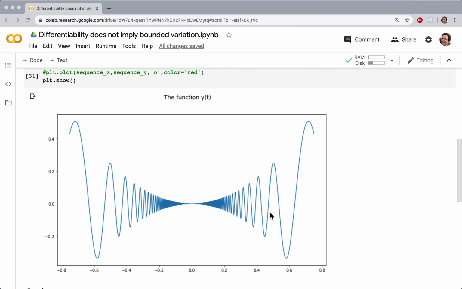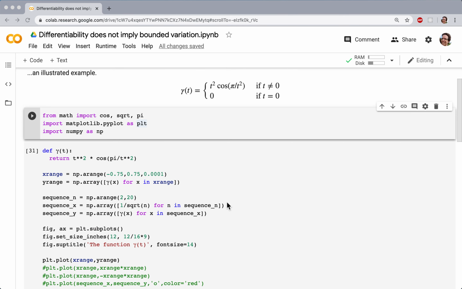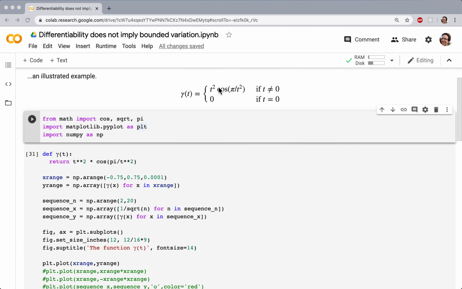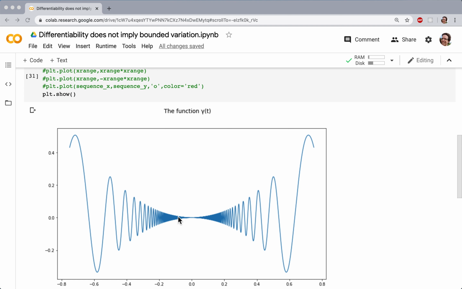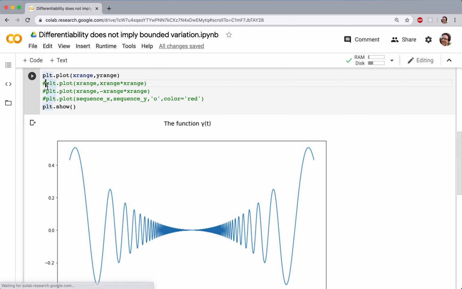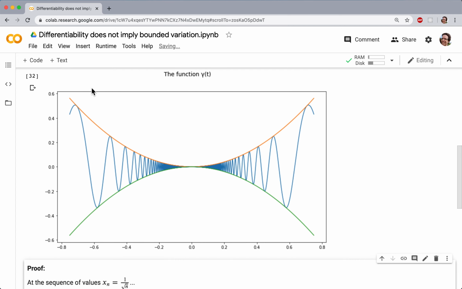What you'll notice here is that the oscillatory behavior of the cosine is basically inverted. Instead of having infinitely many crests and troughs evenly spaced throughout the x-axis, we have infinitely many of these oscillations packed and approaching zero. That's because we have pi divided by t squared inside the cosine. But because we have this t squared out here, this function is actually squeezed between two different parabolas indicated here: the parabola y equals x squared, and the parabola y equals minus x squared.